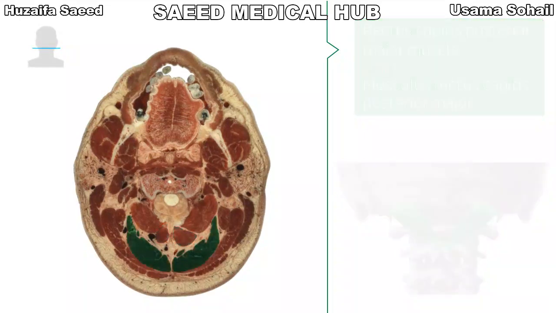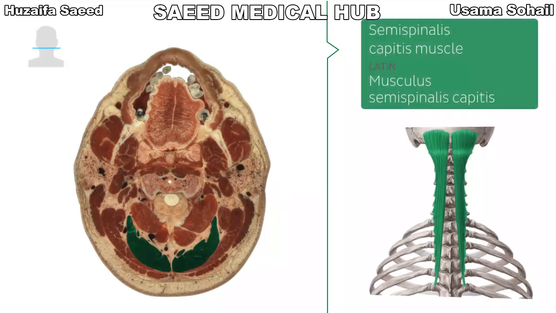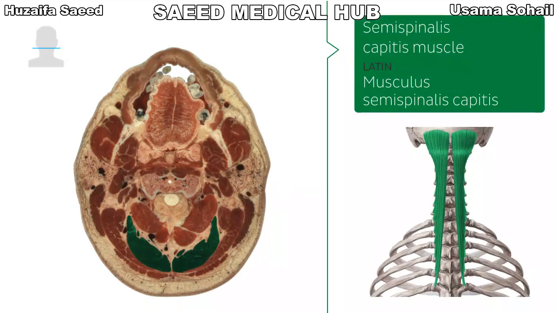Moving further backwards, we can see this muscle here, which is the semispinalis capitis muscle. Like the rectus capitis posterior major, this muscle originates from the occipital bone. It then travels down the posterior neck, lateral to the spinous processes of the vertebrae.